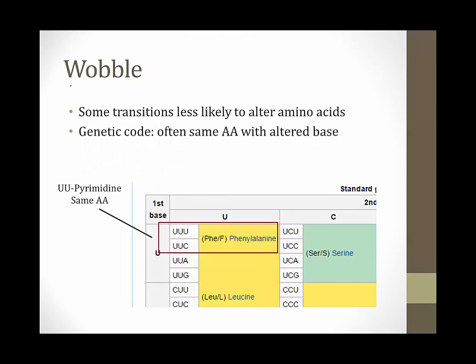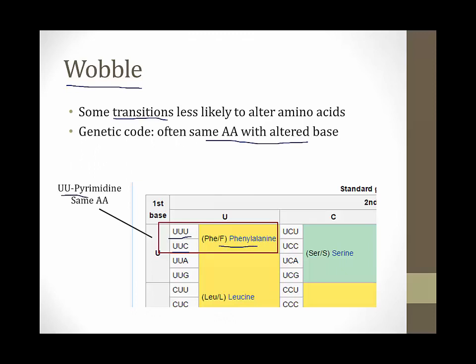Because of a phenomenon in our genetic code called wobble, some transition point mutations are less likely to alter amino acids in the resulting protein. The reason for this is because our genetic code often codes for the same amino acid with an altered base in the third position. For example, let's imagine that we have a piece of RNA with a UUU, and there is a transition point mutation, and the third U becomes a C. This is a transition because we're swapping one pyrimidine for another. This transition, however, will not change the resultant amino acid because both UUU and UUC code for phenylalanine.